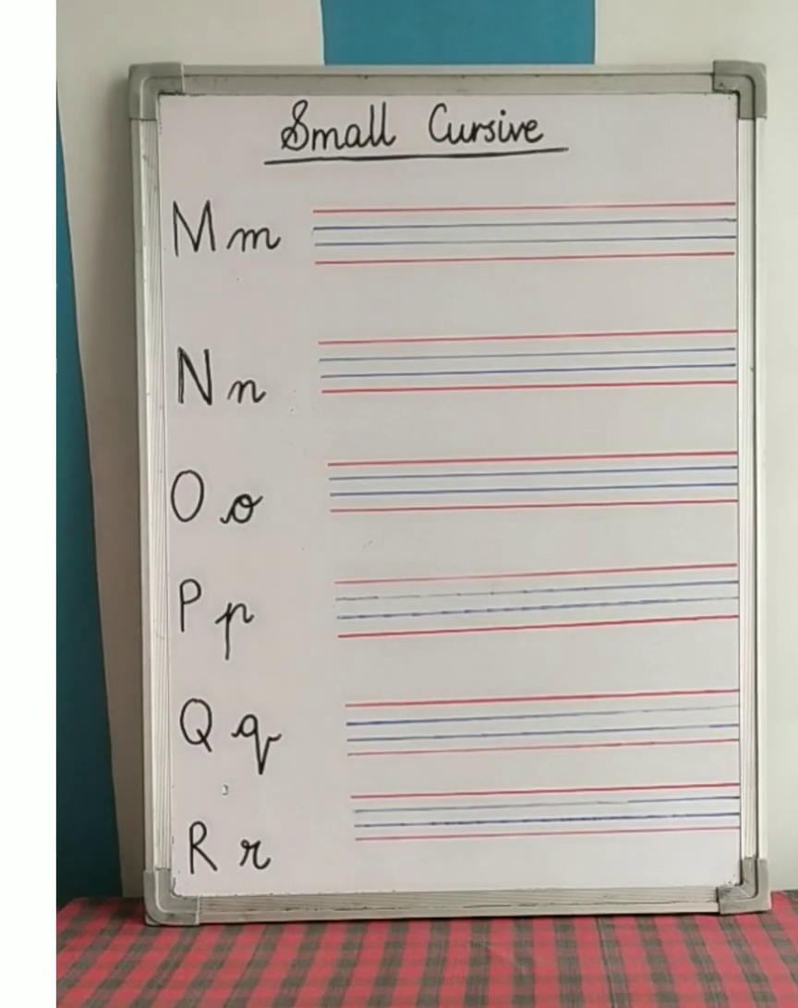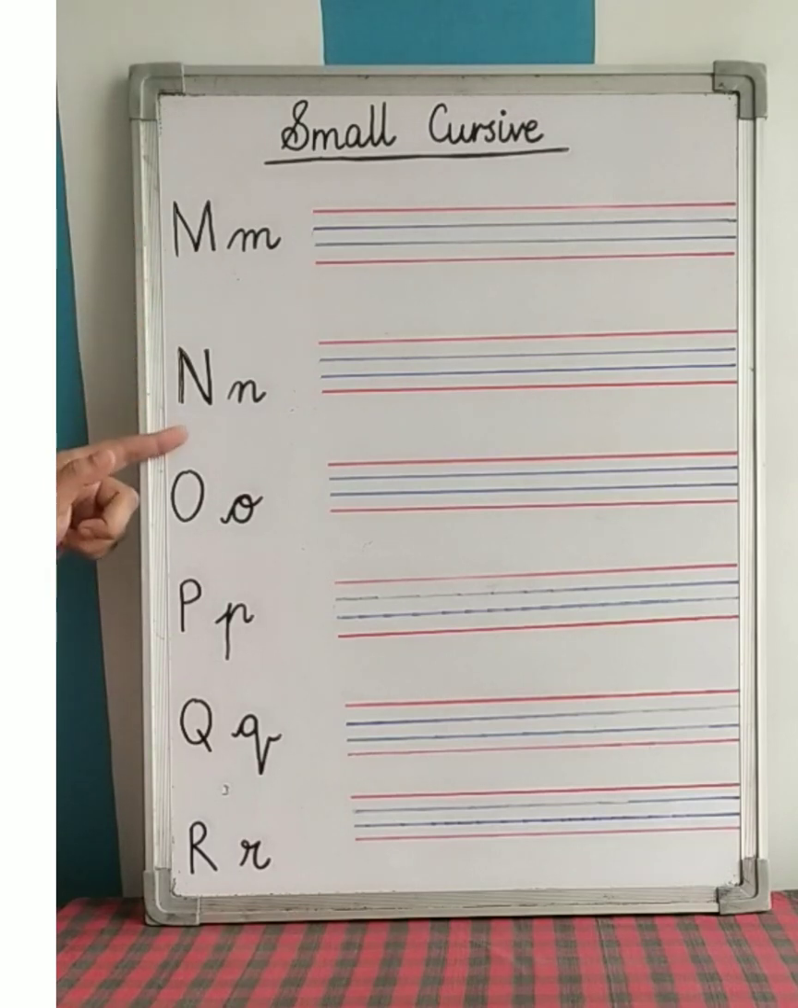So, students, today we are going to learn how to write the letters M, N, O, P, Q, and R. So, let us begin. Alright, students. Now you can see the letters written over here.